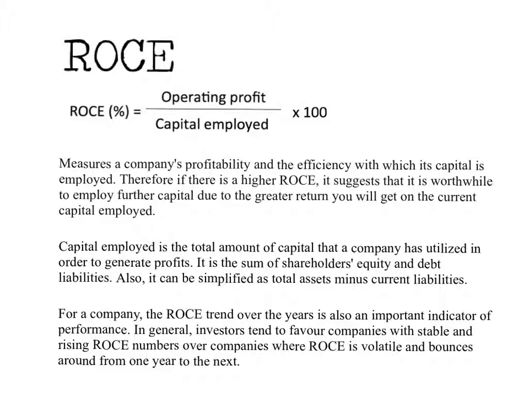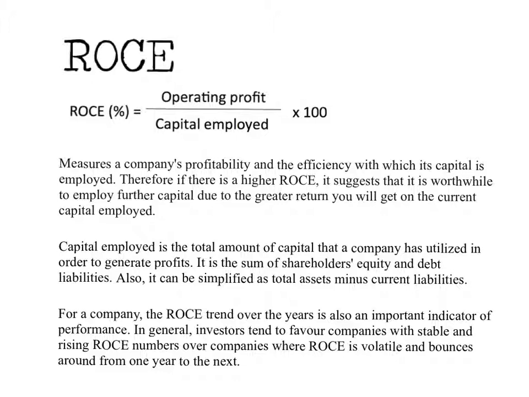Now, how they calculate it is by the operating profit divided by the capital that is employed into the company times by 100 to get a percentage. Now, in terms of this formula, it might not be straightforward because you might have to calculate both of them. You should be able to know how to calculate operating profit. You've been doing that throughout A-level and in GCSE as well. But capital employed, sometimes students get a little bit confused as to how to calculate that.